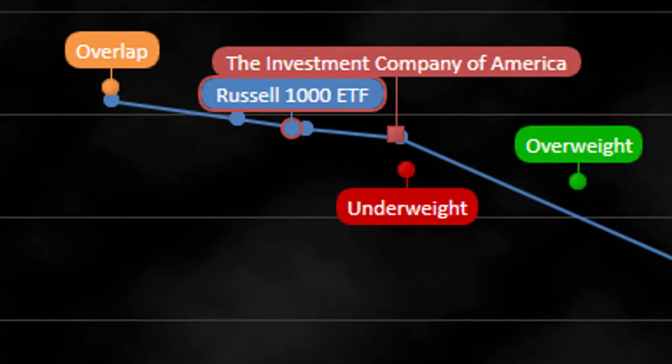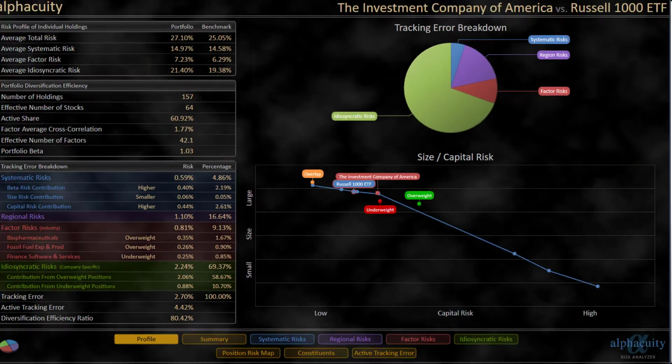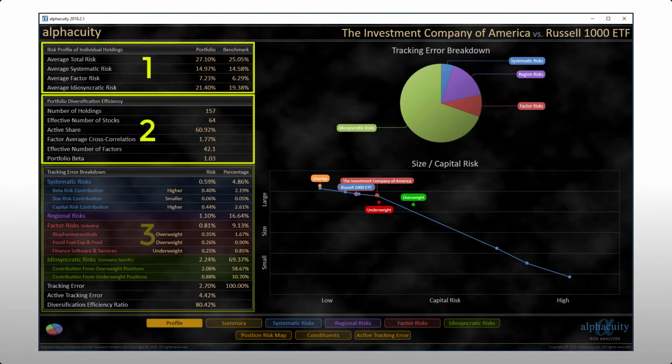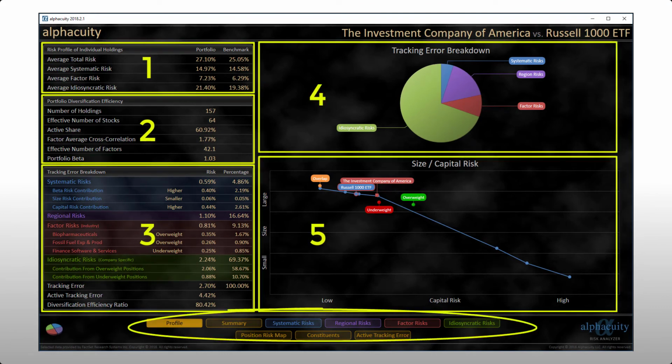Comparing the overweight versus the underweight can indicate a strategy bias or manager preference along the size or capital risk dimensions. In conclusion, understanding the information presented on the profile page can help you decide where to navigate for more detailed analysis.